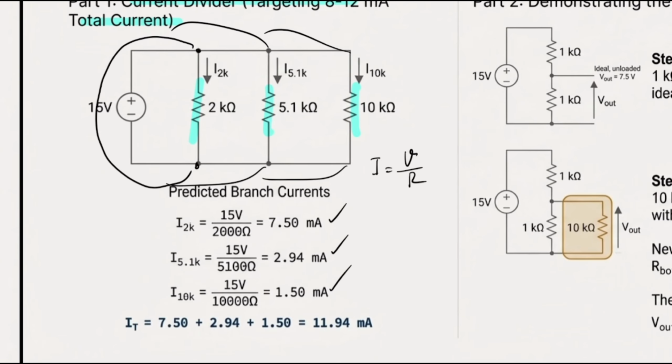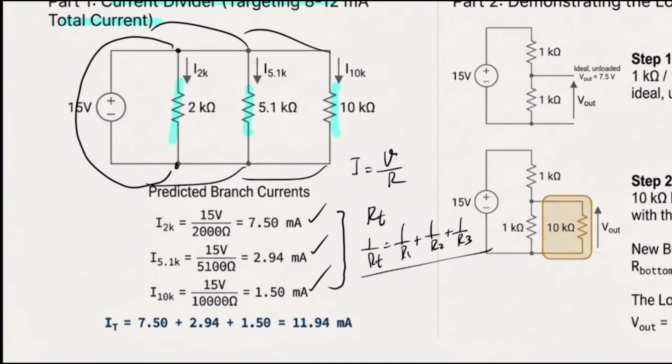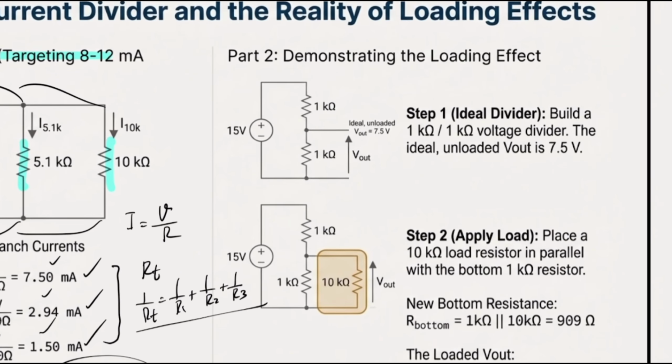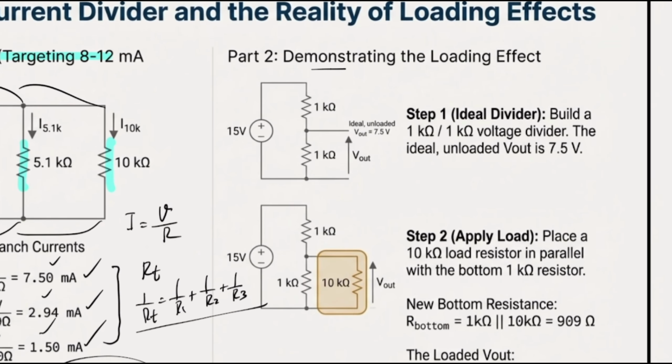For finding the I total, the only thing that I have to do is either add all of them, or I can find the R total. R total would be: 1 over R total equals 1 over R1, plus 1 over R2, plus 1 over R3. So we would like to do the simulation and also the lab or practical thing to make sure that the number that we get is also going to be right, as well as each number that we get for each branch. Another part of the question that we would have is demonstrating the loading effect.